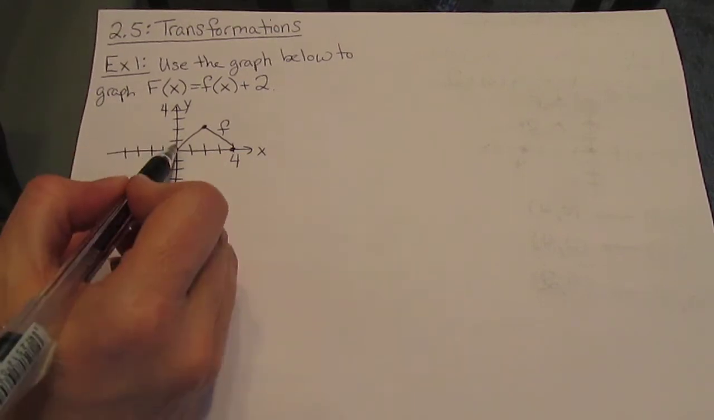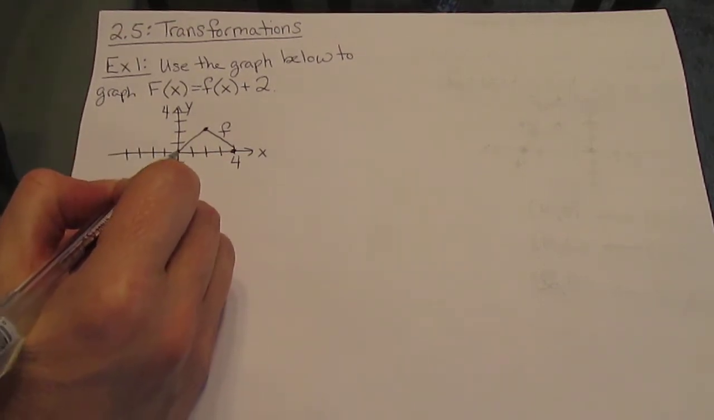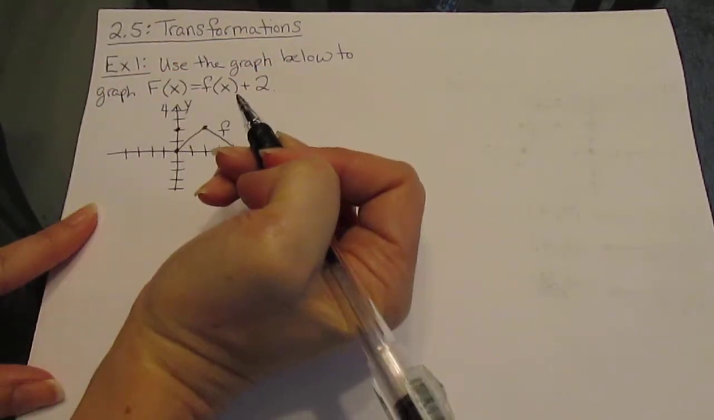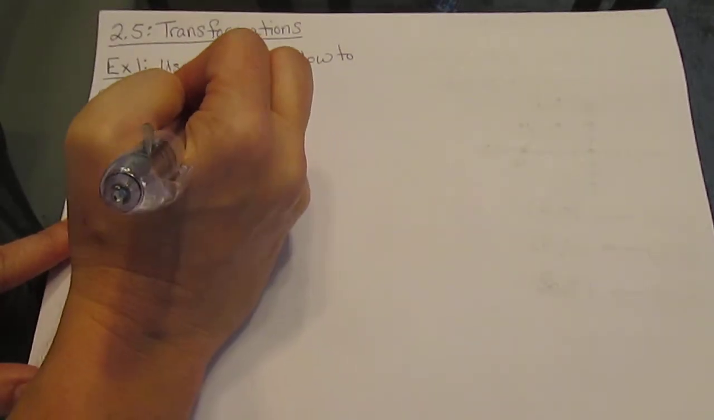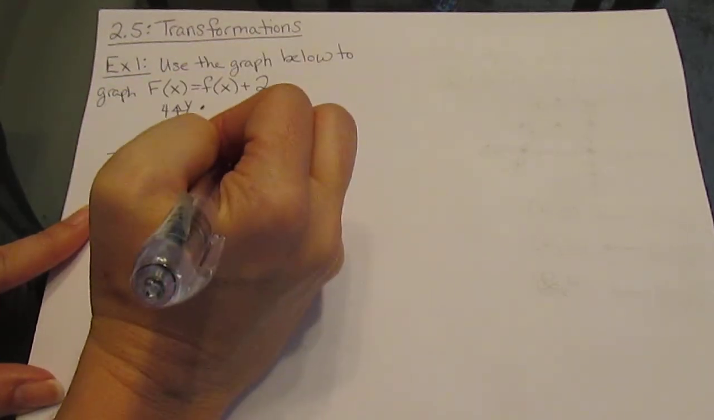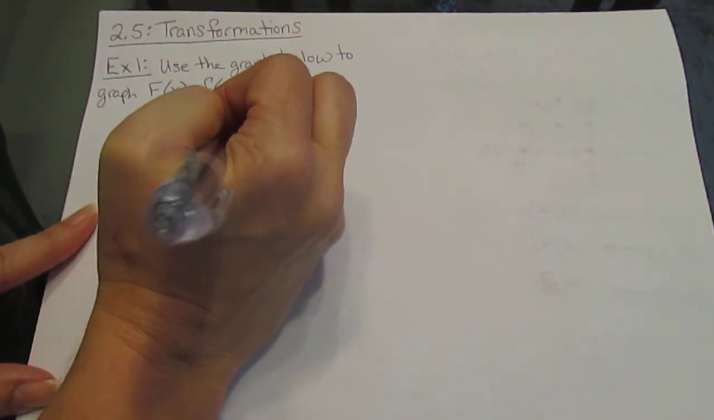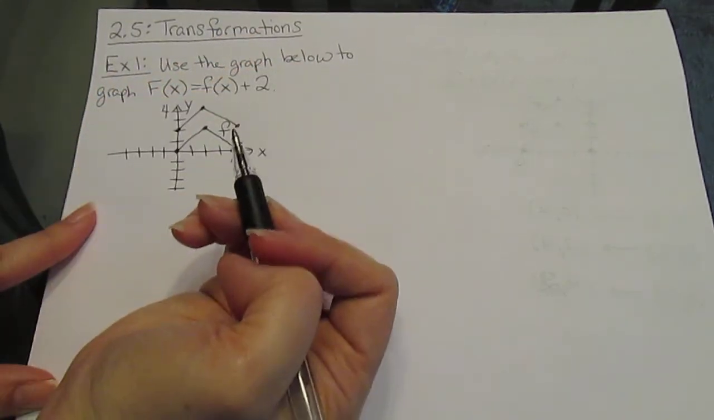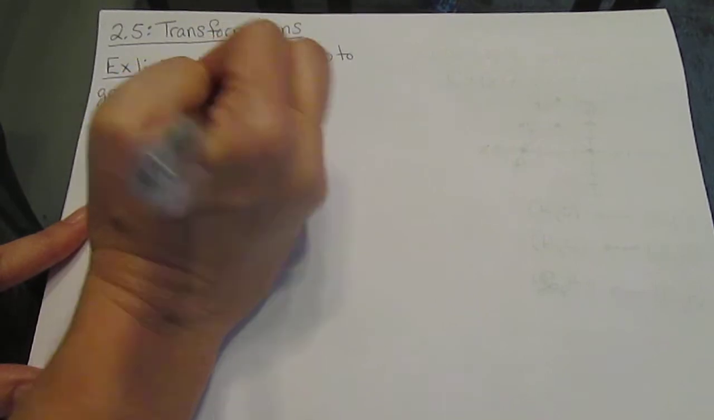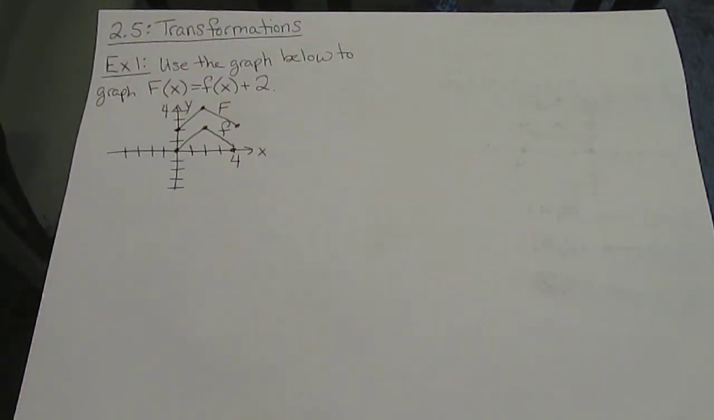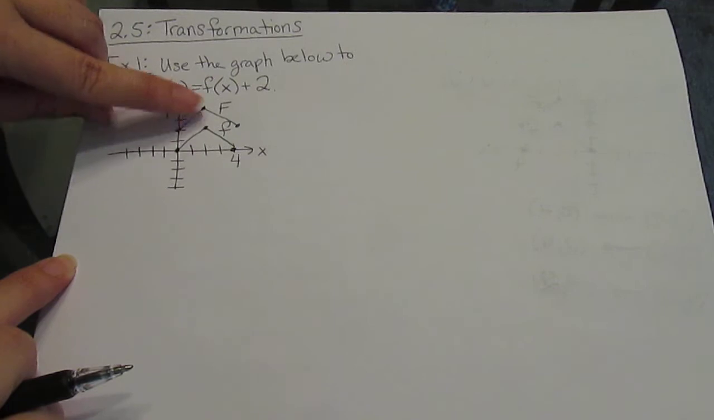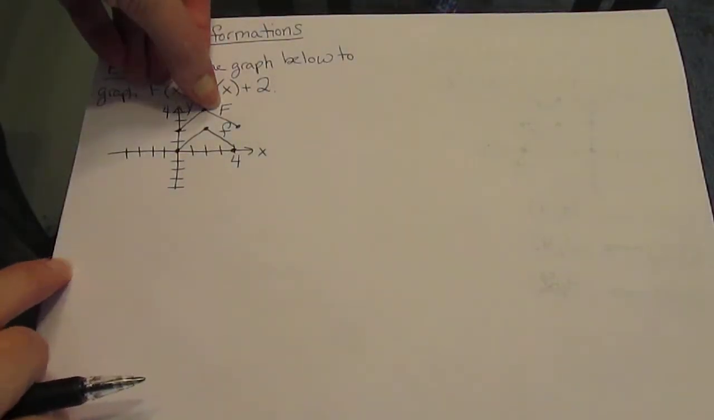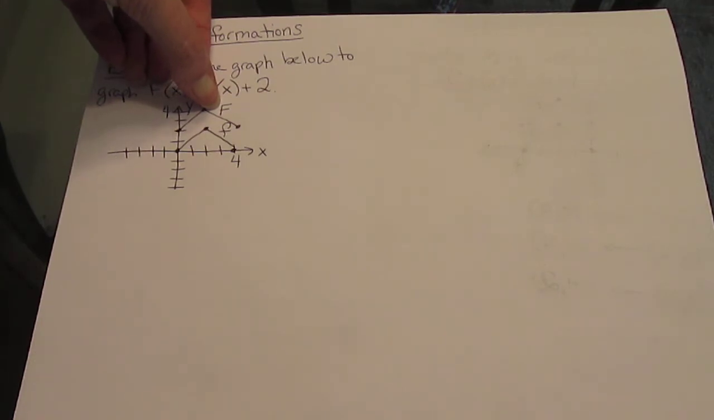So you just take each point that you're given and move it up 2 units. So I'll move that one up 2 units. I'll move that point up 2 units. And I'll move this point up 2 units. And then just connect the points the same way. And that's your new graph. I'm going to label it capital F. You can put your new graph on the same graph, just make sure you label it, or you could put it on a new graph if you prefer.